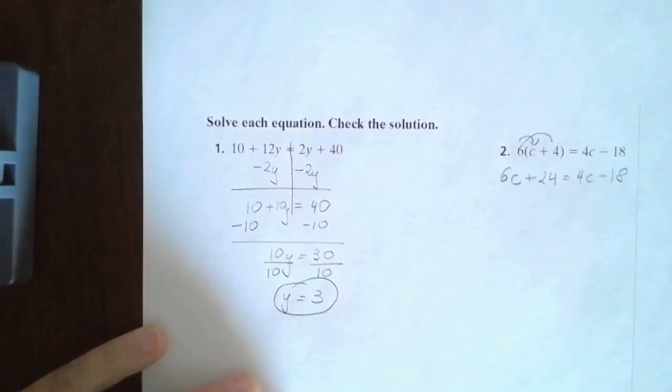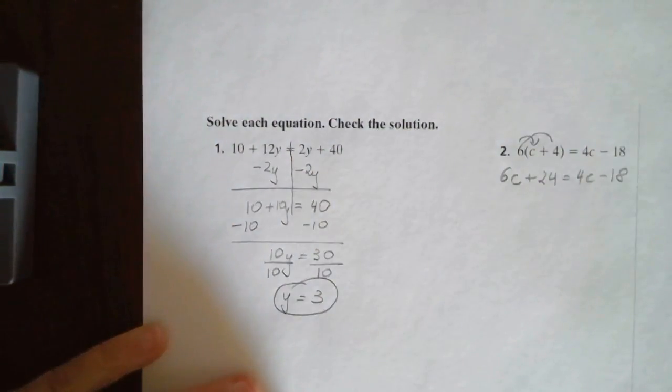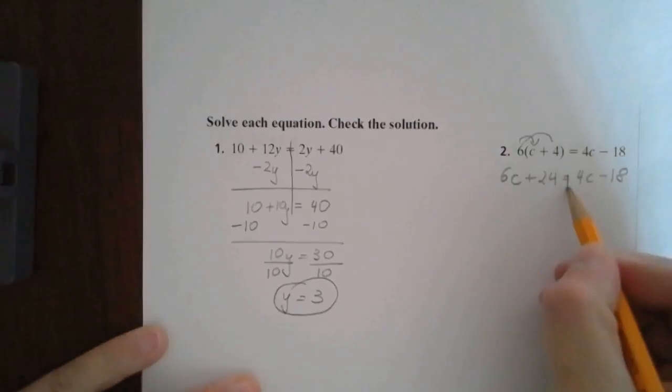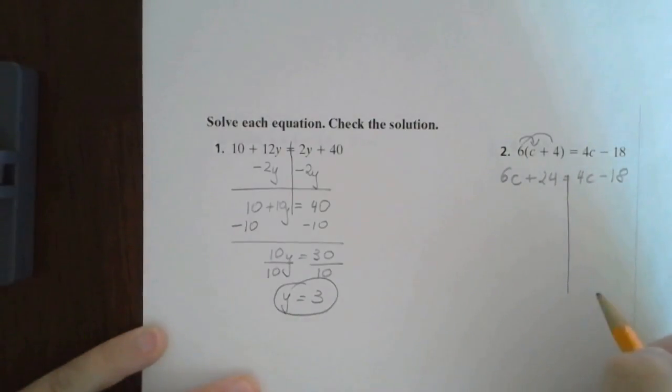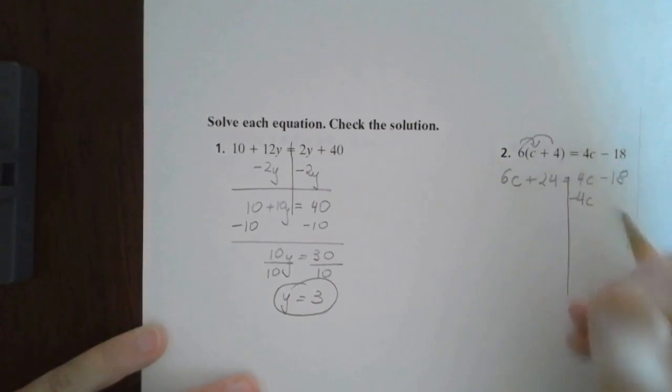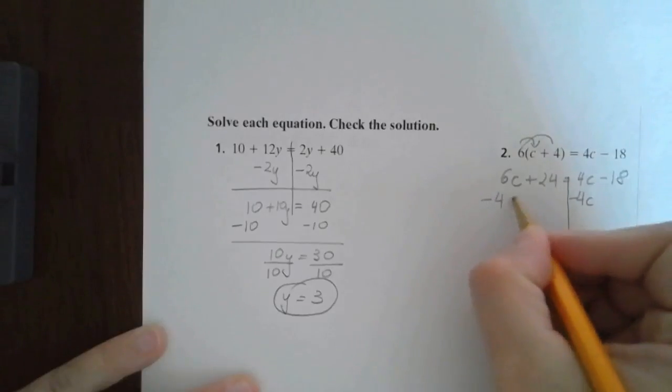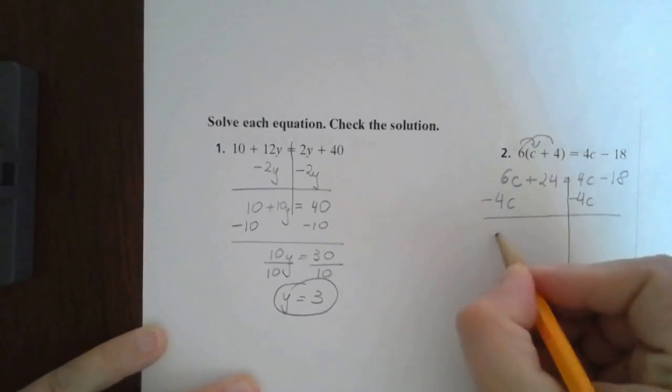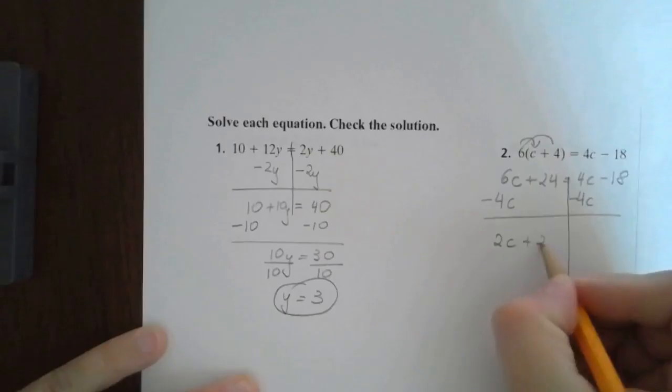Now it looks something like the problem we did just a few minutes ago. I have to combine like, well, not combine like terms. I have to bring the variable on one side of the equation. So I'm going to separate my equation into 2 parts. I'm going to subtract 4c from both sides of the equation. Okay, that leaves me with 2c plus 24.